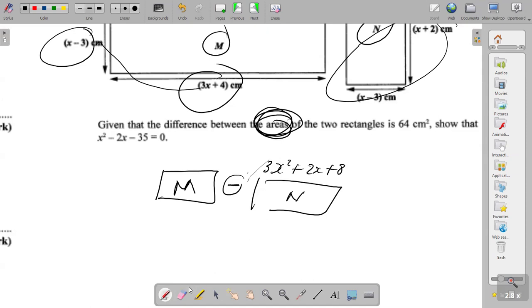And if one was negative, let me just put one as negative so you understand what I'm saying. So let's say this was minus 8. What would this become now? Wouldn't this become minus 3x squared minus 2x plus 8? If you got it, say got it.